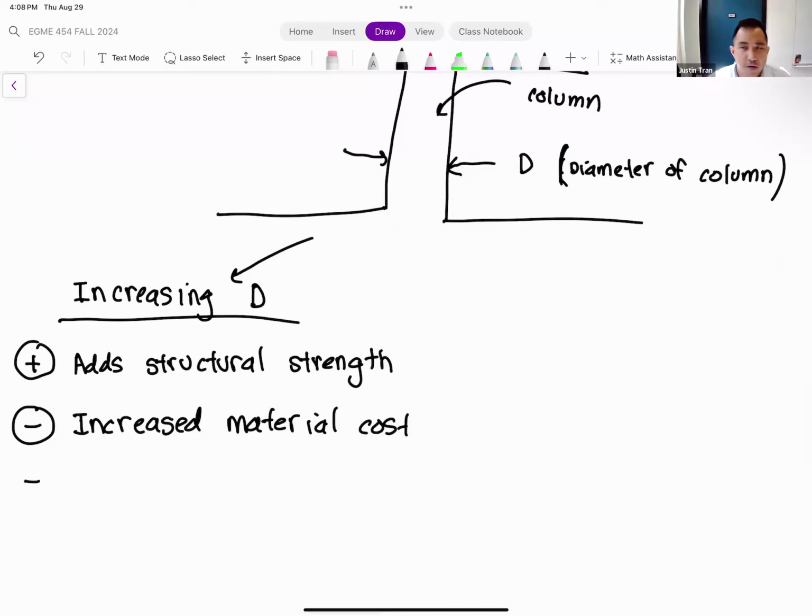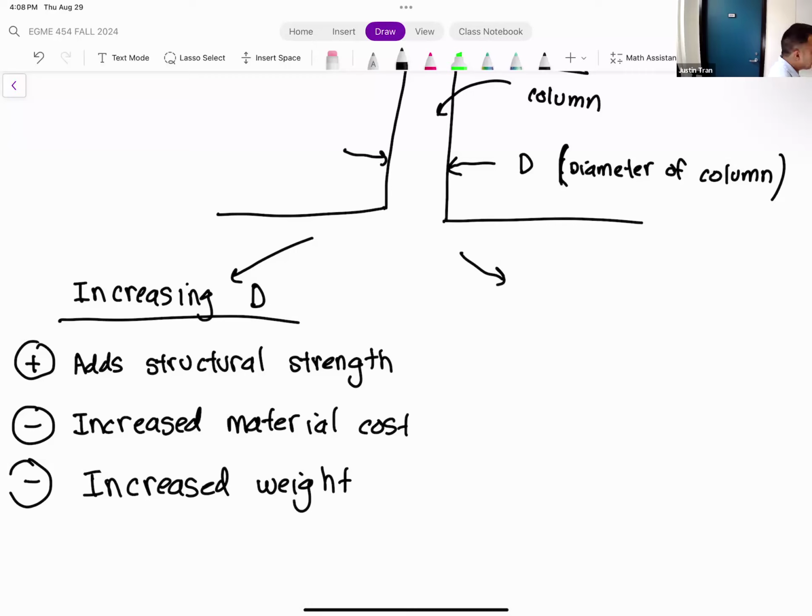Another thing as well, so if this column were on kind of an upper level, right? So say this is a big high-rise building, and this column is somewhere kind of near the top. Increasing the amount of material is also going to increase the weight as well. So those are some of the effects that we expect to happen if we were to increase the diameter of that column. Now let's look and see what effects we expect to happen if we decrease the diameter.